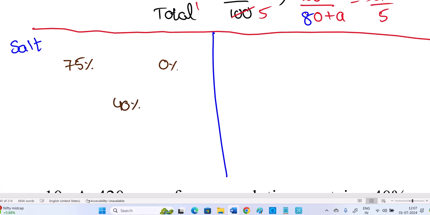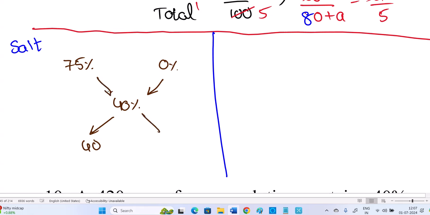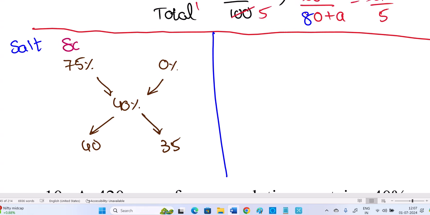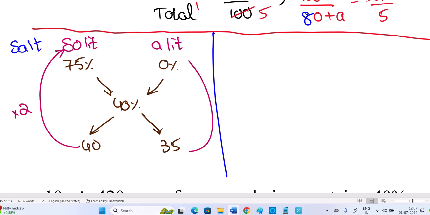Salt is 40. Now take the difference and put it on the opposite side. What's the difference here? 40. Here the difference is 40, and here the difference is 35. Listen, initially how much quantity is there? 80 liters, right? Initially 80 liters. Some A liters of water you are going to add. 40 represents 80, which means multiplied by 2. 35 represents this, multiplied by 2, which means 70 liters of water you are adding.